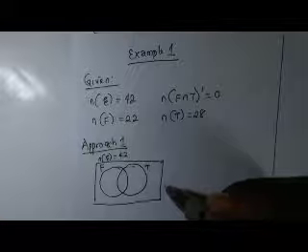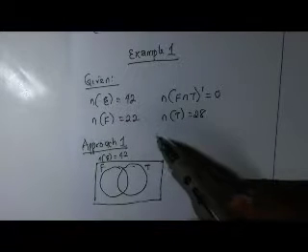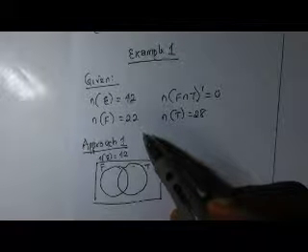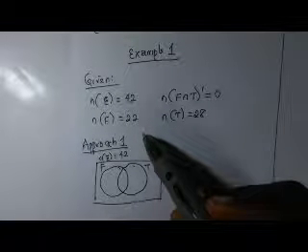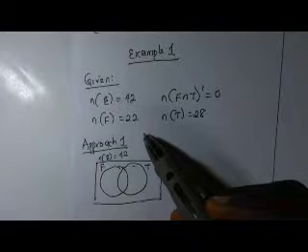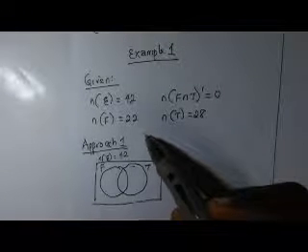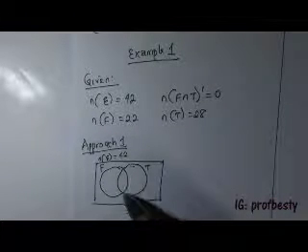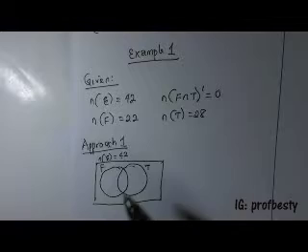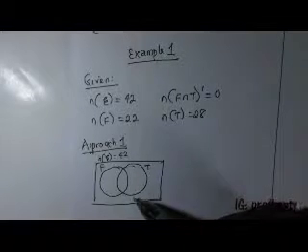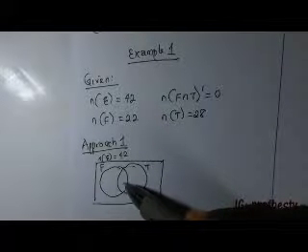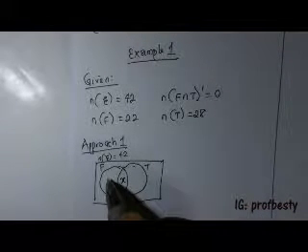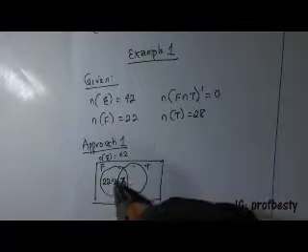Be very careful. If 22 play football, the question did not say 22 play football only. The question said 22 play football, which means everything in this circle should be 22. But now I don't know what this part is, and if you go through the question, we don't have an answer for this. As a matter of fact, it is one of what we are looking for. So I put X, which means this will now be 22 minus X.